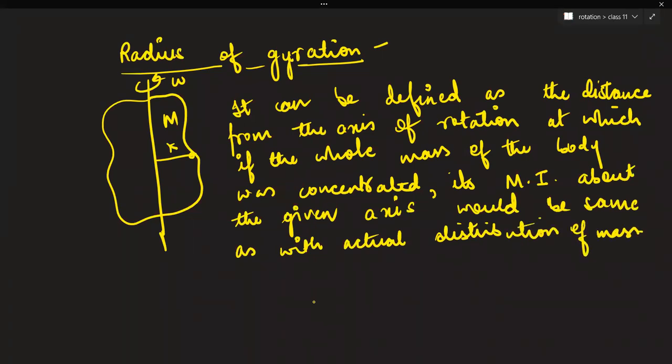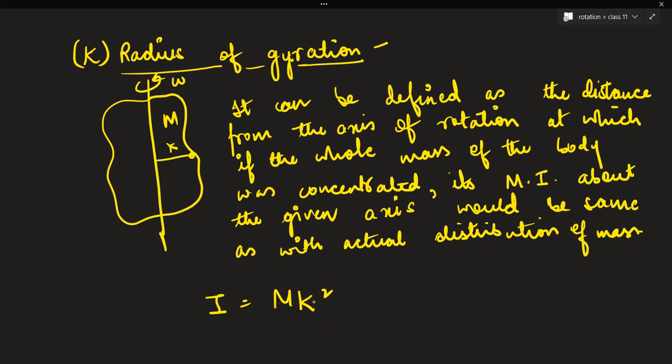See what is meant by this last statement. Basically, it says that moment of inertia will be the same. So what is the moment of inertia's formula? mr square. Here the radius, we take it as k. This radius of gyration, this is k. So this becomes mk square.